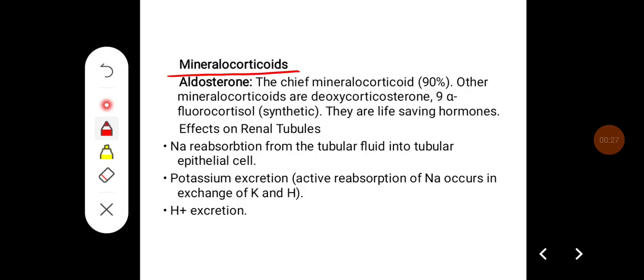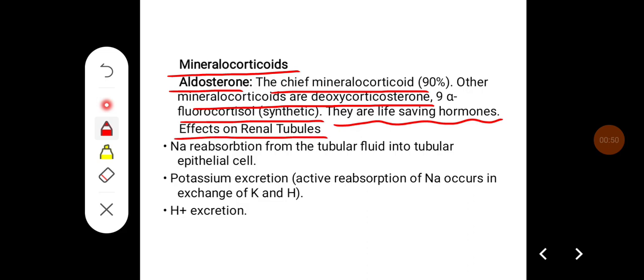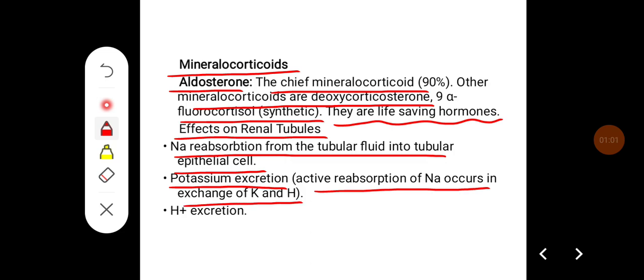Coming to mineralocorticoids, the chief mineralocorticoid secreted from the adrenal gland is aldosterone. The other mineralocorticoids are deoxycorticosterone and 9-alpha fluorocortisol, which is synthetic. Mineralocorticoids are called life-saving hormones. If you see their effect on the renal tubules, they increase sodium reabsorption from the tubular fluid into the tubular epithelial cells. They also help in potassium excretion, that is, active reabsorption of sodium occurs in exchange for potassium and hydrogen. So they also help in excretion of H plus ions.